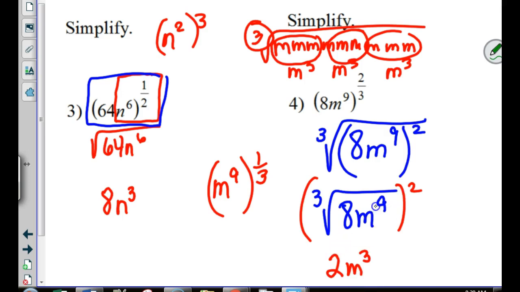Now we still have what going on though? Yeah, we got the squared out there. So now let's finish. What's that going to become? Don't forget to square everything in there. So it's 4, and you multiply the exponents, so it's 4m to the 6th.